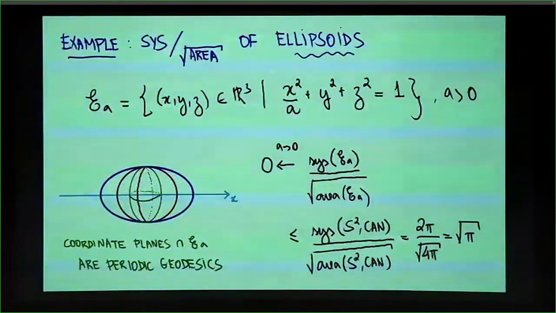But still, you can do the computation explicitly and check that this number for every a is bounded from above by the value that you get for a equals 1, so the value that you get for the Euclidean sphere. And for the Euclidean sphere, the sphere of radius 1, the great circle has length 2 pi, the area is 4 pi, so the computation gives you the square root of pi. Okay? So the lesson from this example is that the systolic quotient, systole divided by square root of area, can be arbitrarily small, but it cannot be arbitrarily big.